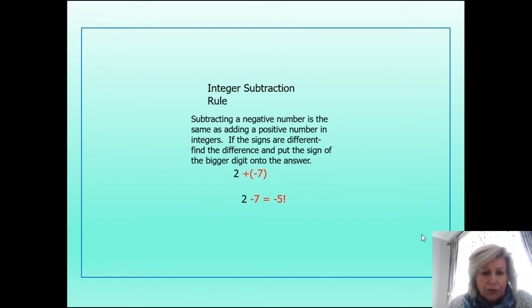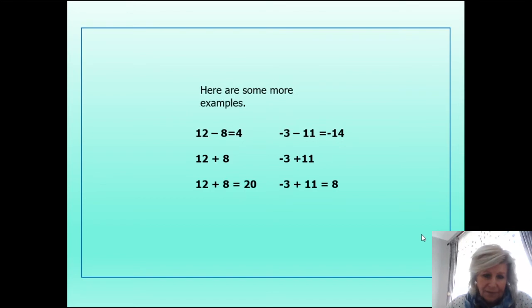Subtraction rules. 2 minus -7. So now, subtracting a negative number is the same as adding, but if the signs are different, find the difference, put the sign in front. Remember the brackets? Negative positive gives a negative. 2 minus 7 is -5.